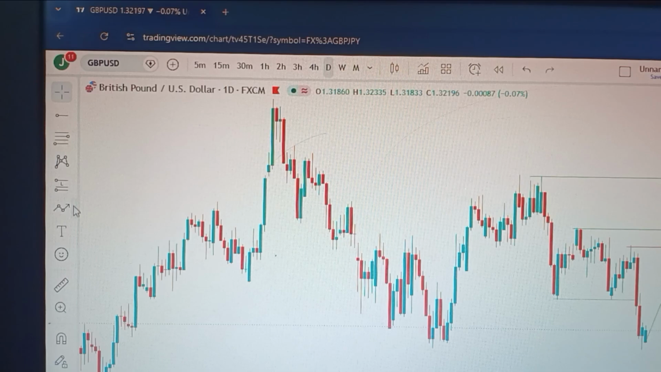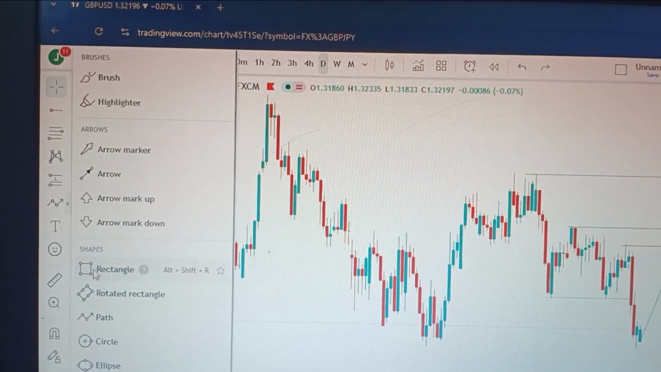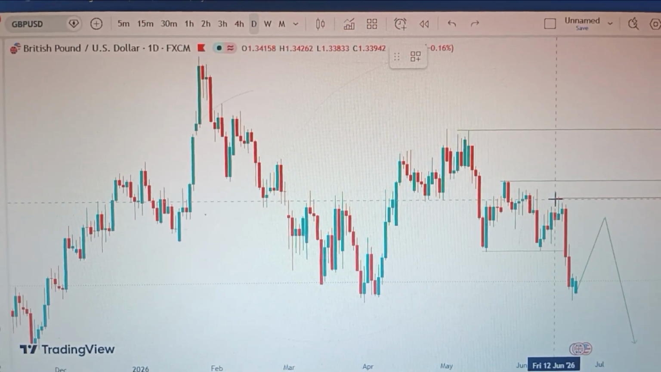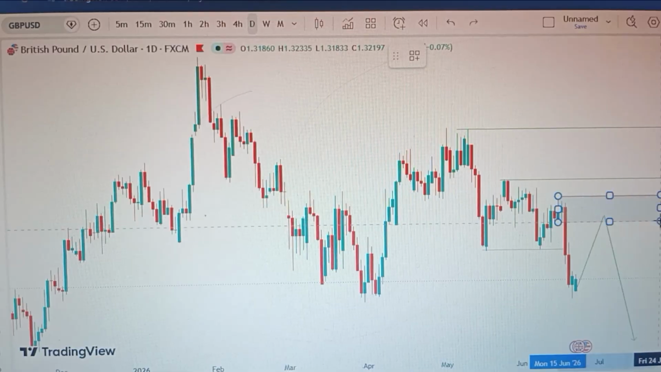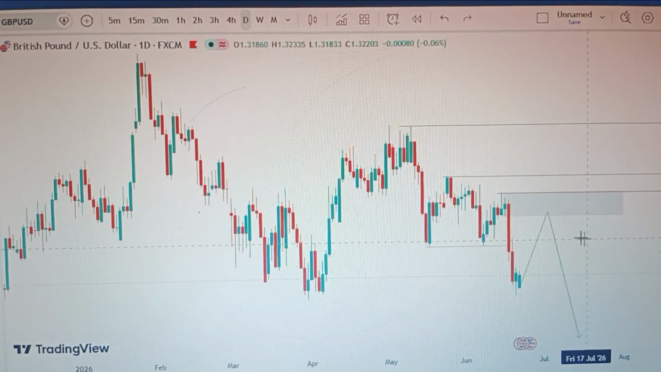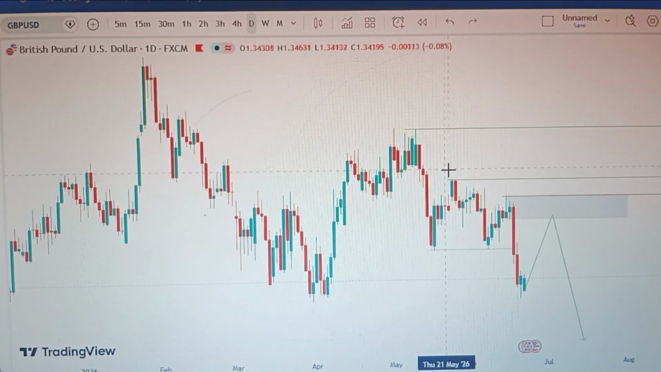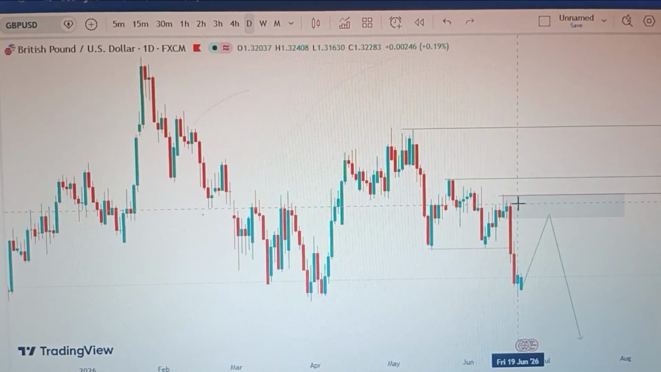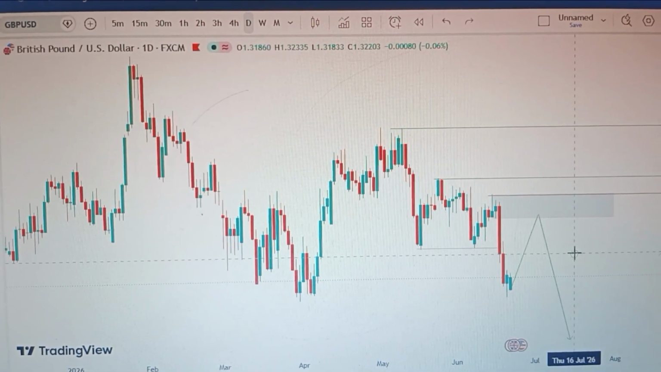So we are expecting the market to push to, I think I have a level of supply here. The last candle before a massive drop. We have a supply zone. Now mind you, we're on the daily time frame. So this is our level of supply.